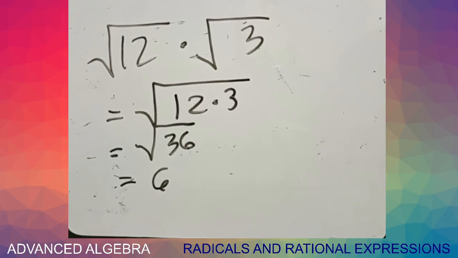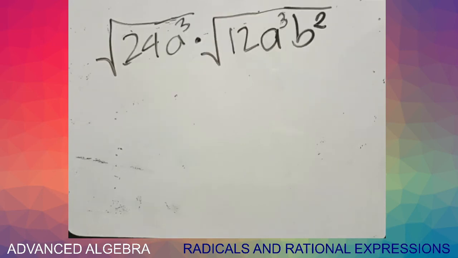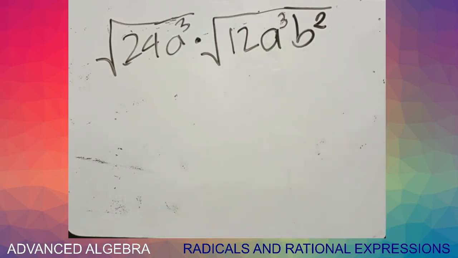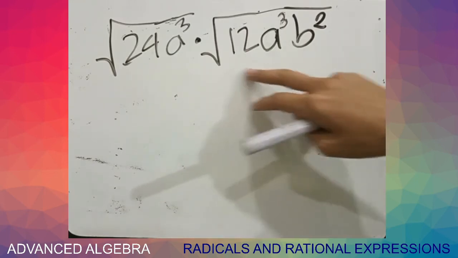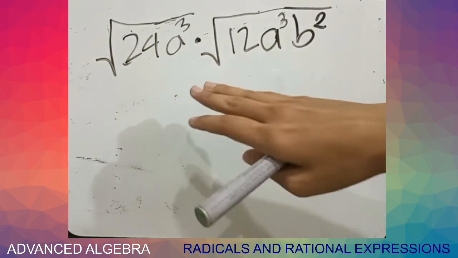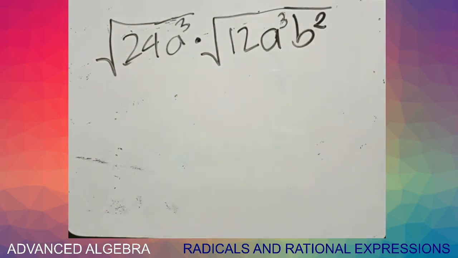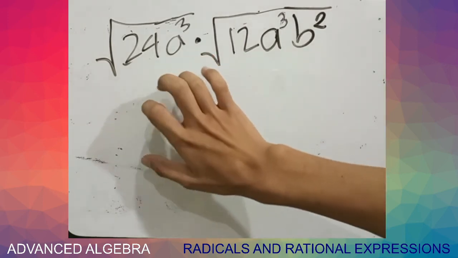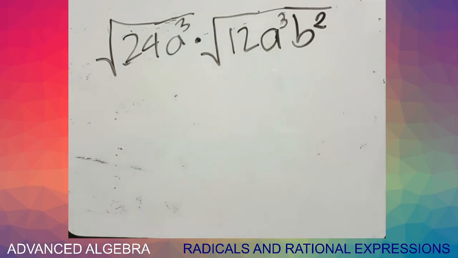Magbigay pa tayo ng isang example. Nagbigay ako ng example na may variable na may exponent. Ang tawag dun sa loob nito ay radicand, so siya ay algebraic expression. Okay? So, let's first multiply the algebraic expression na nasa loob ng ating radical symbol.